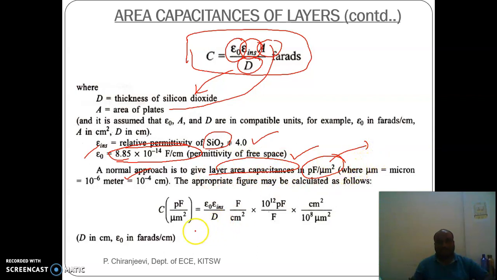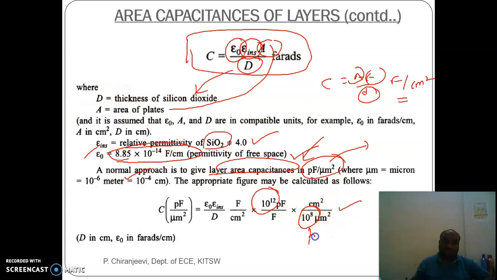So just making a small conversion. Normally C equals A epsilon by D will be in farad per centimeter square, where area is in centimeter square, epsilon in farad per centimeter, and D in centimeters. But as far as area capacitance of layers is concerned, we represent it in picofarad per micrometer square, where we multiply and divide our original expression with 10 power 12 and 10 power 8 respectively in order to get it in picofarad per micrometer square.